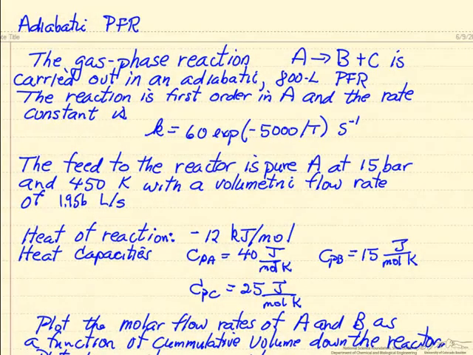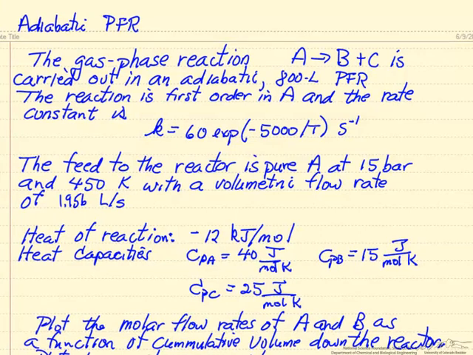In this example, we're going to look at a gas phase reaction in an adiabatic plug flow reactor. It's a first order reaction. The rate constant depends exponentially on temperature. And we're given feed conditions, heat of reaction, and heat capacity.